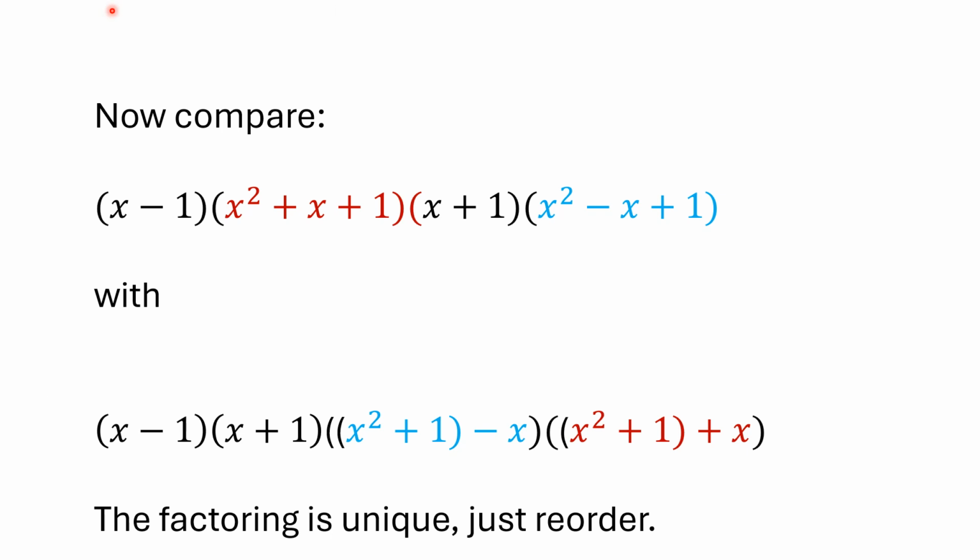So now we'll compare. We'll look at the red, and the only thing different here is the order of the terms, x squared plus 1 plus x, and x squared plus x plus 1. And we'll look at the blue, x squared minus x plus 1, and x squared minus x plus 1. And we find that we have the same expression, just reordered. And ordering is not really important. So we do have the same answer.